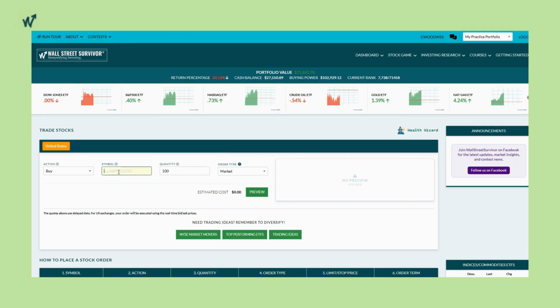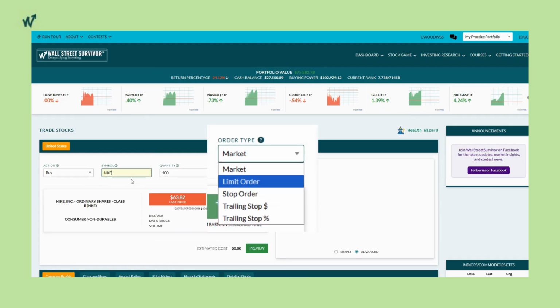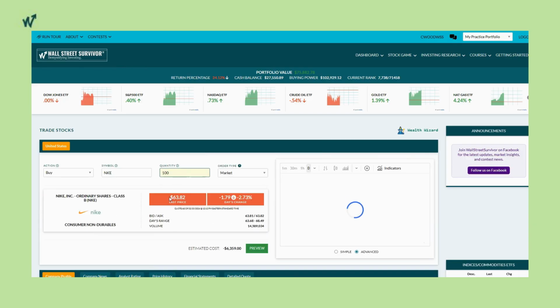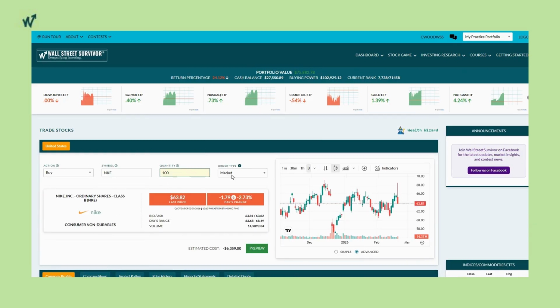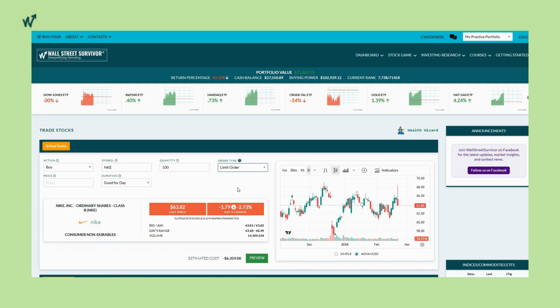Enter the symbol you want to purchase and the quantity you want to buy. Next, change your order type to a limit order. Enter the maximum price you are willing to pay for the stock. Generally, the price should be near or below the current market price.